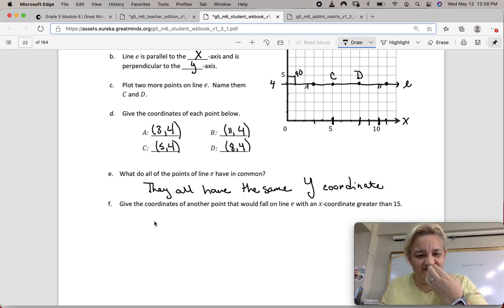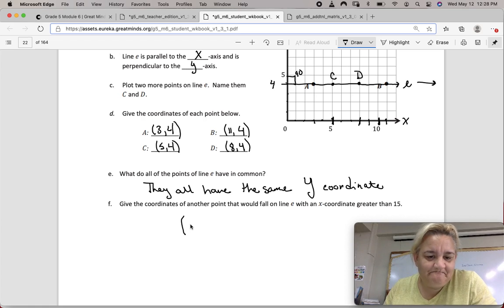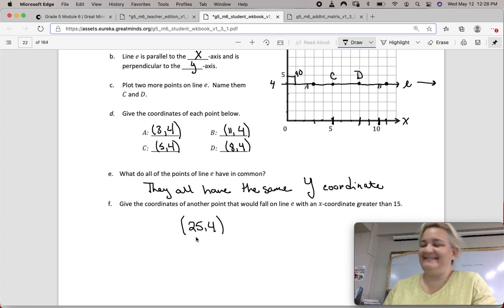Give the coordinates of another point that would fall on line E with an x-coordinate greater than 15. So this is why I drew an arrow, because this line could go on forever. Any point we want. So let's say my age, 25, 4. I'm kidding, that's not my age. You know I'm older than that. But any x-coordinate you want. You could give as many different ones as you want.